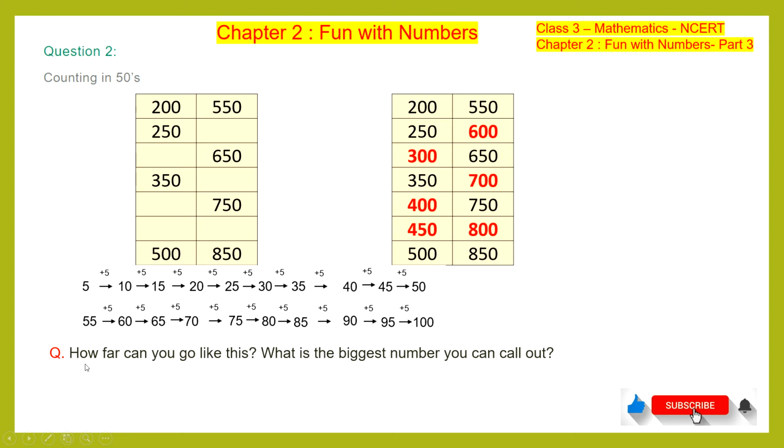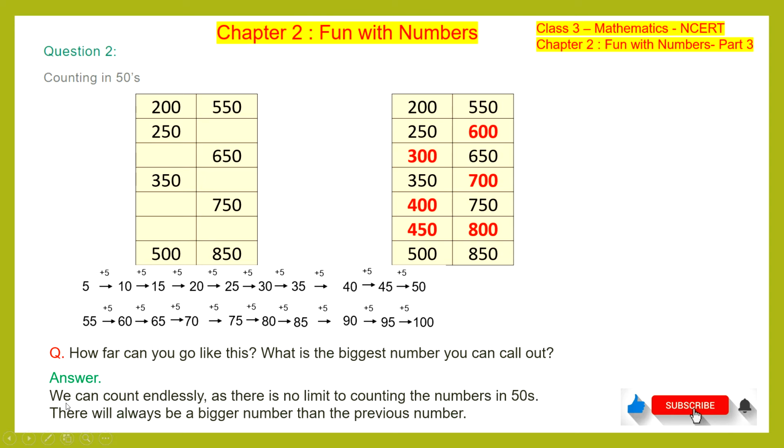Now there is a question: how far can you go like this? What is the biggest number you can call out? It is asking how far we can go if we keep adding 50 to the next number. Like if we add 50 to 850, we get 900. Then again we add 50 to 900, then we'll get 950. And so on. How long can we keep adding these numbers?